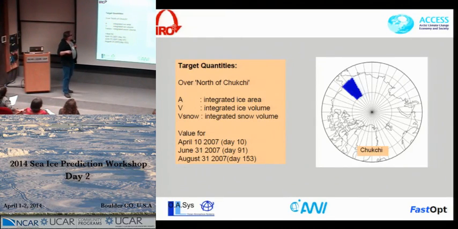So our target quantities are the integrated ice area, integrated ice volume, integrated snow volume. And now we want to know what is the benefit within that area here to these variables of the observations of the two flights for the 10th of April, end of June, and end of August. So the observation was on the 5th of April. I forgot to say we have to describe somehow the uncertainties. And that is 20 centimeters for ice thickness and as well as for snow thickness. And that example here.